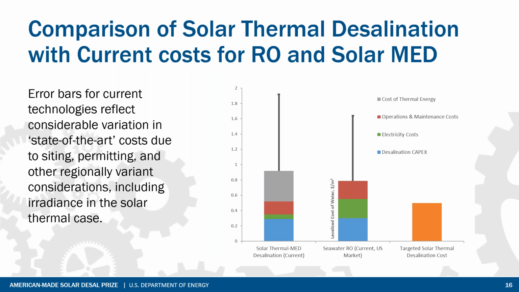The variations are because the costs vary significantly due to siting, permitting, and other regionally varying considerations, including irradiance in the solar thermal case. Okay, so there's high error bars on this. We're targeting, the DOE is targeting 50 cents per meter cubed solar thermal desalination costs. But again, we don't want you to take that as a requirement at all. Your costs can be much higher than this depending on your application.